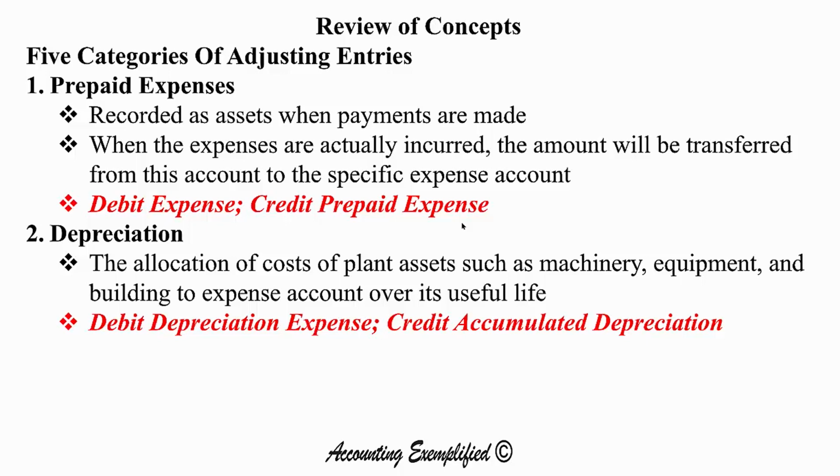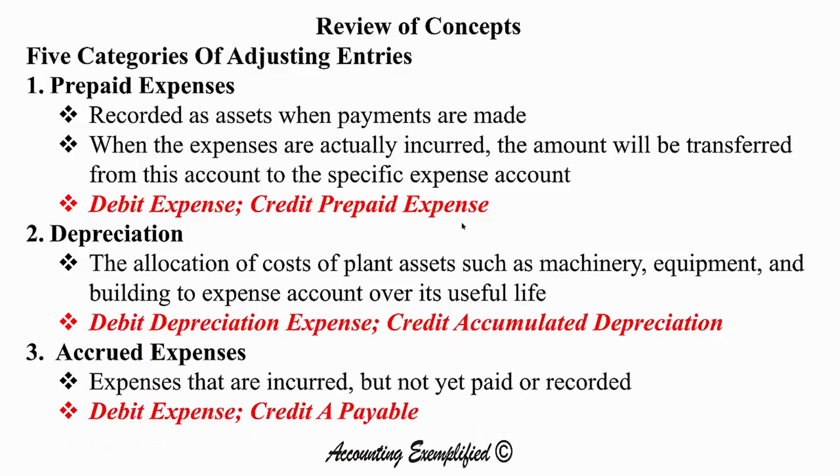Now this accumulated depreciation is called a contra asset account. A contra asset account is an account that shows the decrease in the value of the asset. So here, even though the value of the asset is decreasing, that decreased amount is not directly taken out of the asset account. Instead, it goes into a contra asset account that shows the decrease in the value of the specific asset.